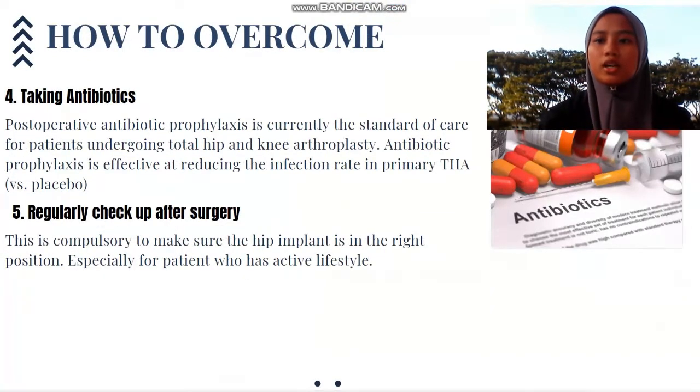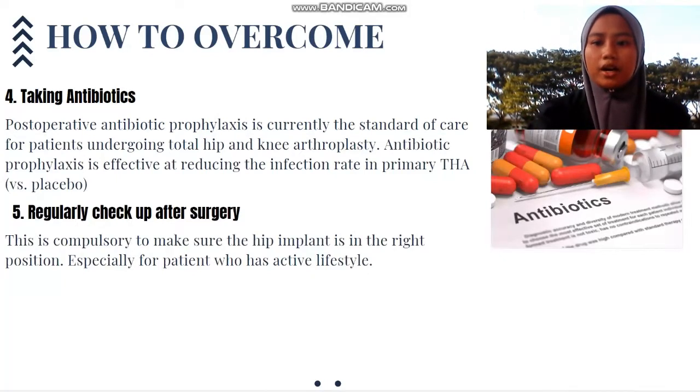Number 4. How to overcome: taking antibiotics. Postoperative antibiotic prophylaxis is currently the standard of care for patients undergoing total hip and knee arthroplasty. Antibiotic prophylaxis is effective at reducing the infection rate in primary THA. Therefore, the patient needs to take antibiotics regularly.